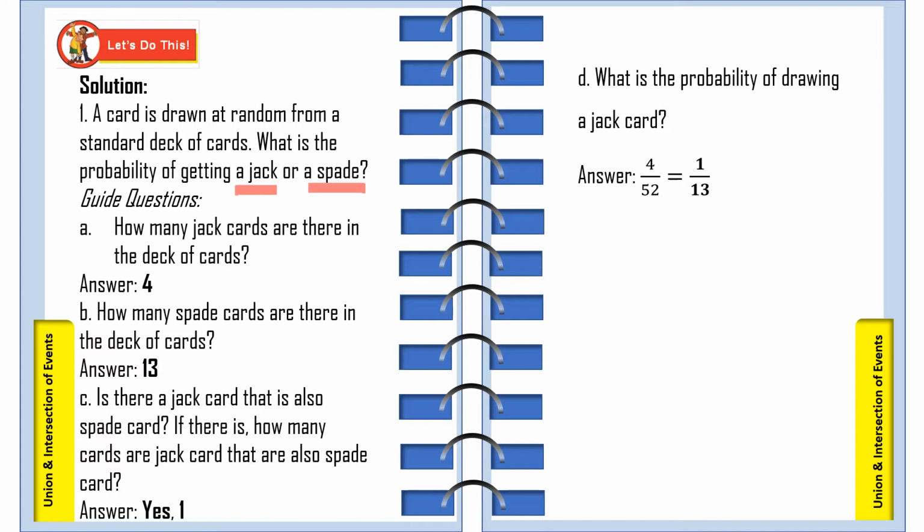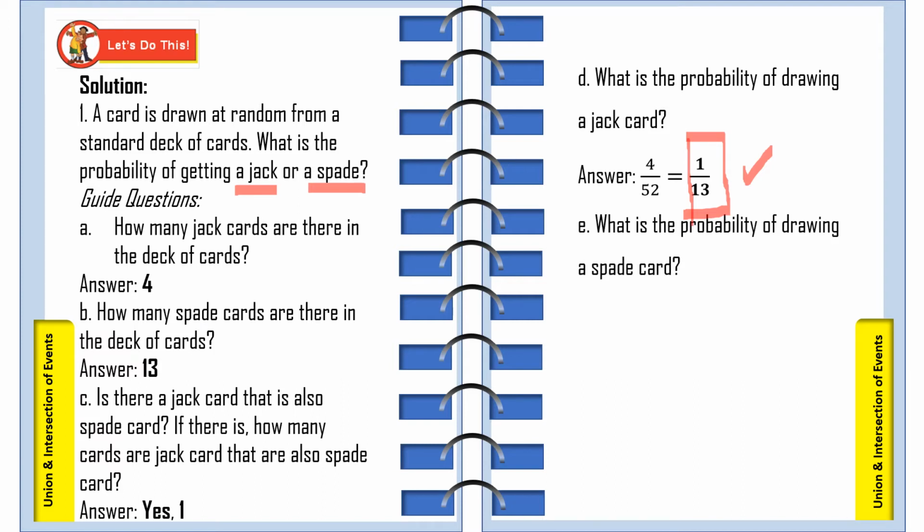And then, again, lagi natin sinasabi na simplify your answer. Kaya yan naging 1/13, because itong 4 and 52 are both divisible by 4. Kaya ang ating final answer is 1/13. So, yun yung probability of drawing a jack card. Okay? I hope medyo familiar kayo kasi nagawa natin ito nung last lesson natin.